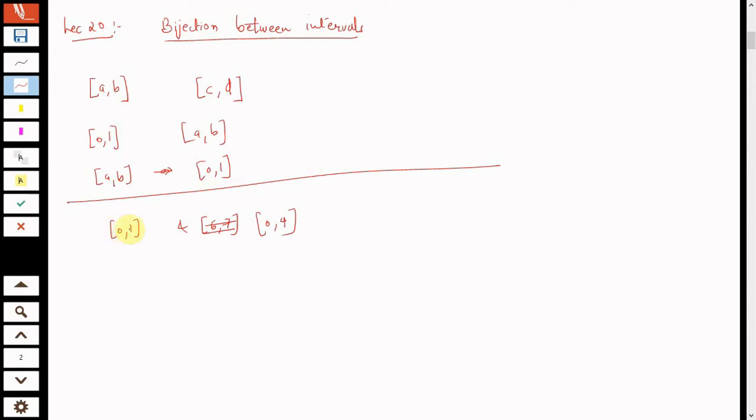So the first thing we need to consider is the length of this closed interval, that is 1, and here the length of this interval is 4. So basically we want a map that takes every point from 0 comma 1 to 0 comma 4 such that they are one-one and onto, so that there is a one to one correspondence between every element of 0 comma 1 and 0 comma 4.